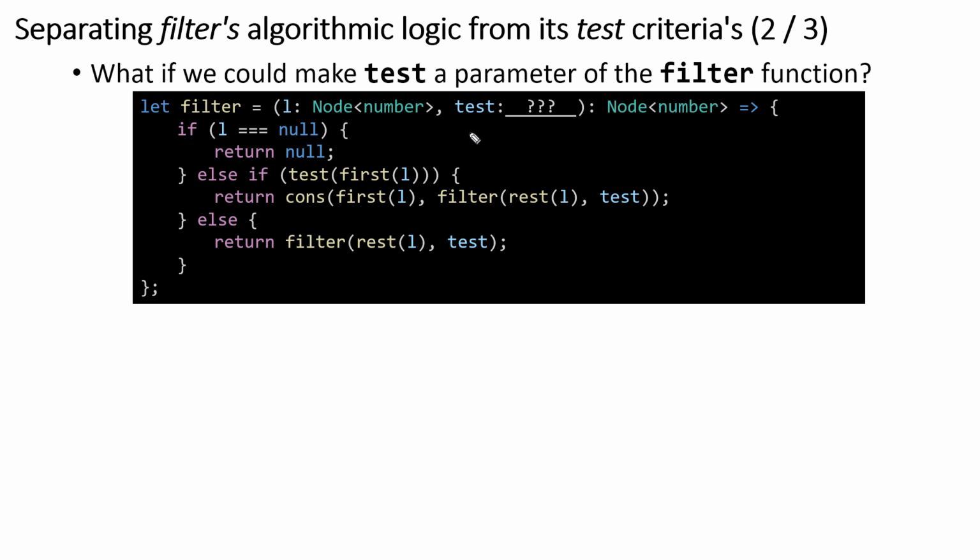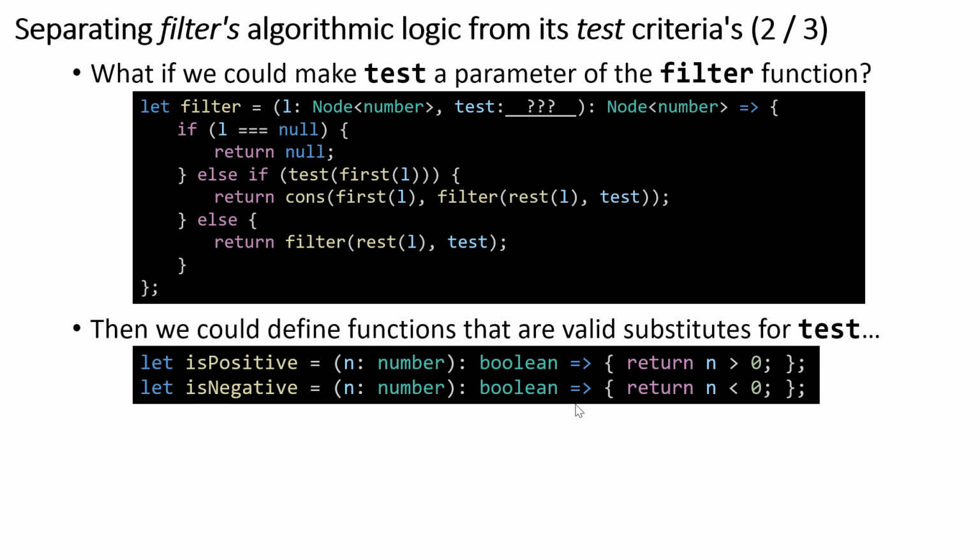So what if we could make test a parameter of the filter function? What would that mean, right? What would it mean for us to be able to pass a function into another function, right? So that we could say, hey, filter, here's the list I want you to filter, and here's the function I want you to use to determine whether or not an item passes the filter or is rejected by the filter, right? And is included in the output list or is not included in the output list.